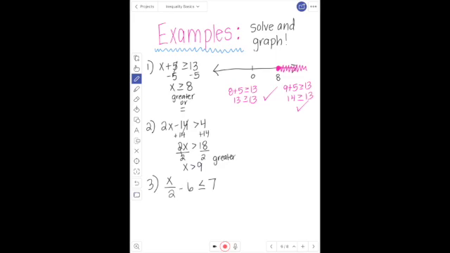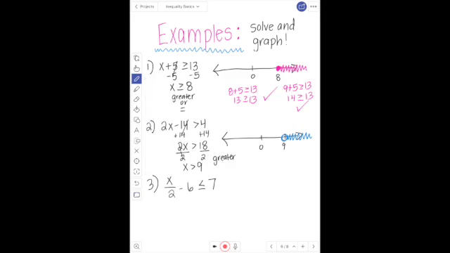So if it's greater than, we're going to shade to the right. But again, this is not equal to, so we're going to have an open circle at 9 and then shading to the right. And again, you can pick a value, check it, see if it works, and see if you shaded correctly.